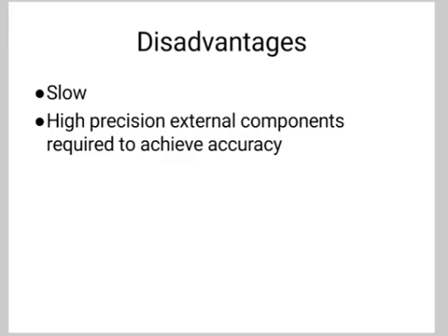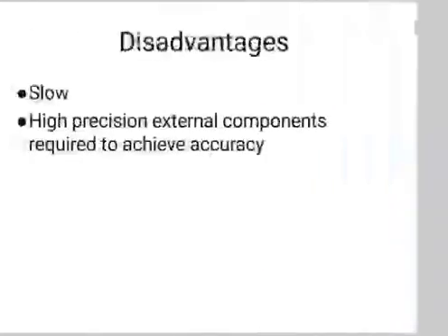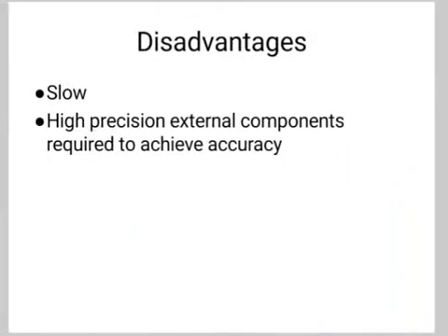So the applications of ADC: these are used virtually everywhere where an analog signal has to be processed, stored or transported in digital form. Some examples are digital voltmeter. So there is one more disadvantage of this type: it is very costly.